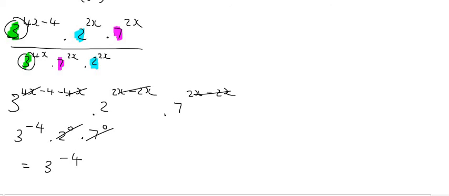But remember, we never want to leave our answer with a negative exponent, and so we're going to have to take that 3 to the 4 to the bottom. And then if there's nothing left over at the top, you can just put a 1. And then, if you would like, 3 to the power of 4 is 81, and so your answer can be 1 over 81.